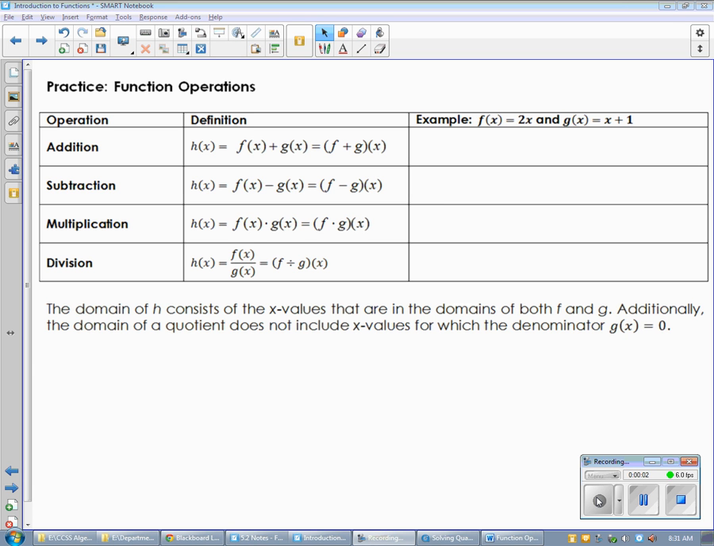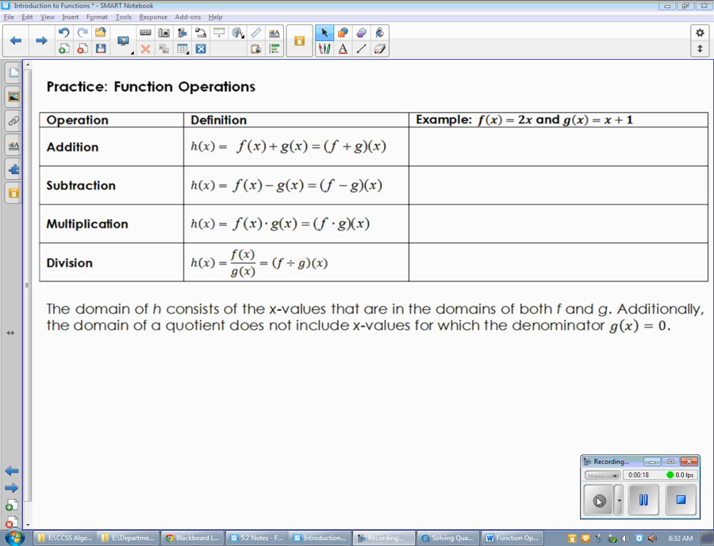Everybody, it's Miss Manelia again, and I'm here to give you a short tutorial on how to perform basic operations using function notation. And so just like with arithmetic, we can add, subtract, multiply, and divide functions.